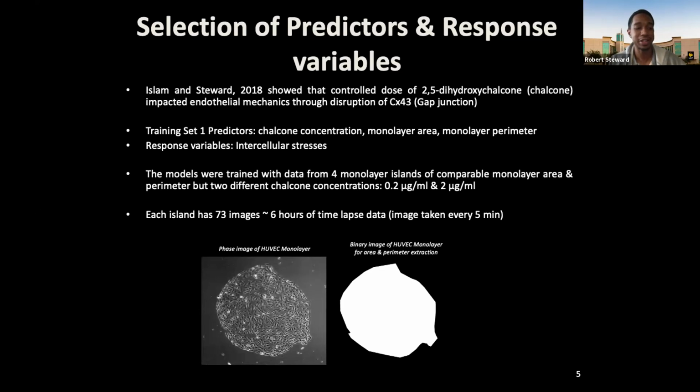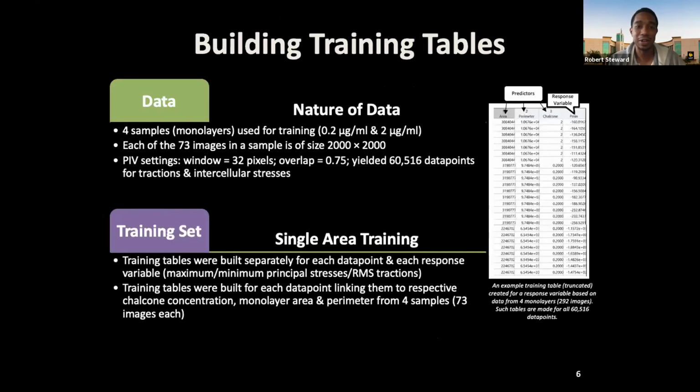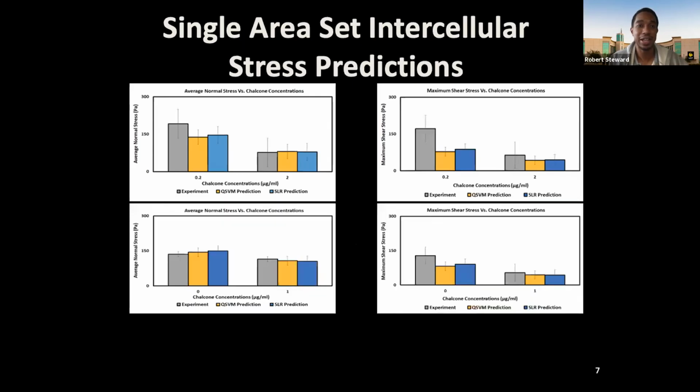So just a little bit more detail of what that all looks like here. I moved through quickly in the essence of time, but essentially on this right-hand side, we have these large tables and we have our predictors: area, perimeter, and Calcone, which is the drug concentration, and we get this response. That response is actually the principal stresses, so we can generate the maximum and minimum principal stresses, and from that we calculate our maximum shear stress and average normal intercellular stress here. But let's go on to the data.